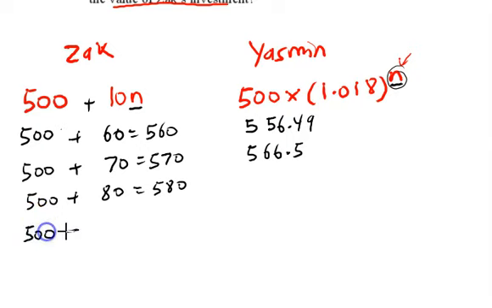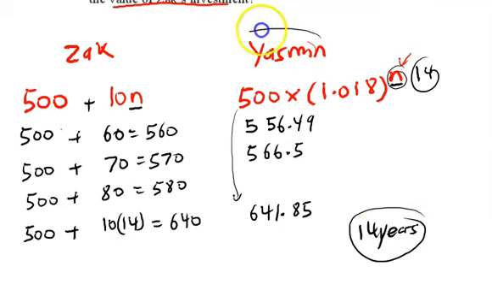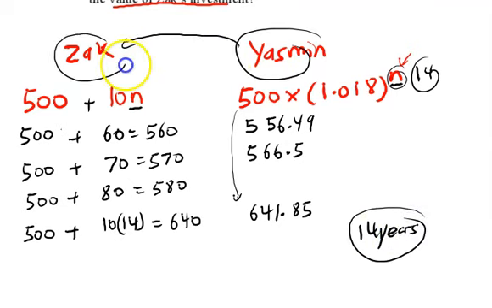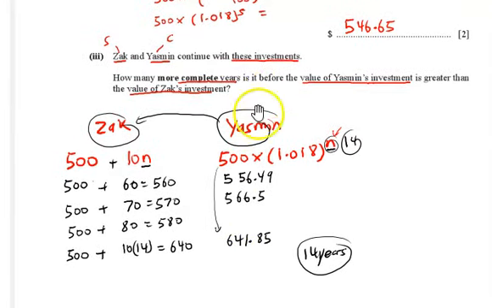Number 14. So now we have here about 140, and here we got about 640. So we replace this with 14, and we'll be getting about 641.85. So after 14 years, Yasmin's investment has overtaken ZA. This is the beauty of compound interest, for this type of question.